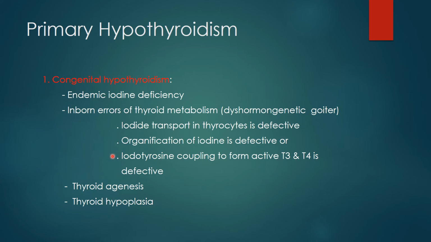or the organification process of iodine is defective, or the iodotyrosine coupling to form active T3 and T4 is defective, or there is thyroid agenesis. Thyroid development is impaired; the thyroid is not growing. So this condition results in hypothyroidism. Or there is thyroid hypoplasia, a reduced number of thyroid cells to produce thyroid hormones. This also causes congenital hypothyroidism or primary hypothyroidism.